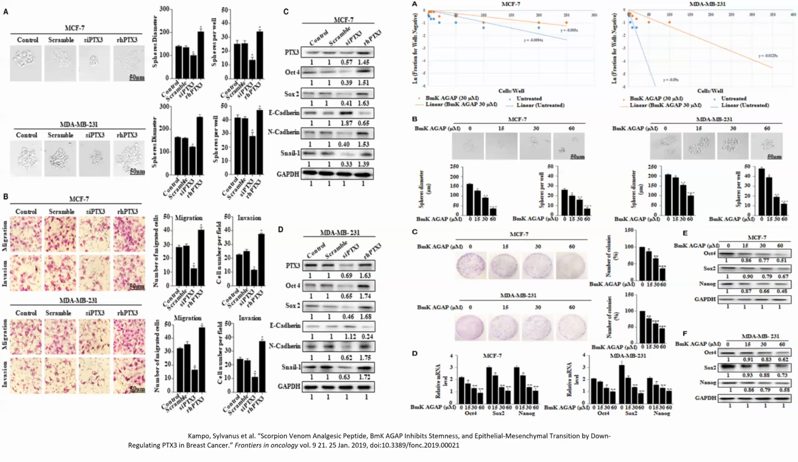The results showed that BmK AGAP decreases NaV1.5 expression, which is a transmembrane protein associated with the regulation of nuclear factor kappa B by inhibiting voltage gate sodium channels, thus decreasing overall PTX3 expression and inhibiting cancer cell growth and epithelial mesenchymal transition.